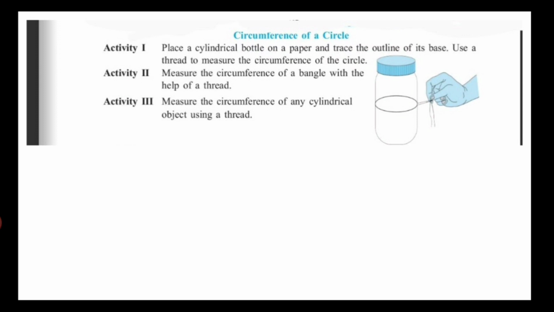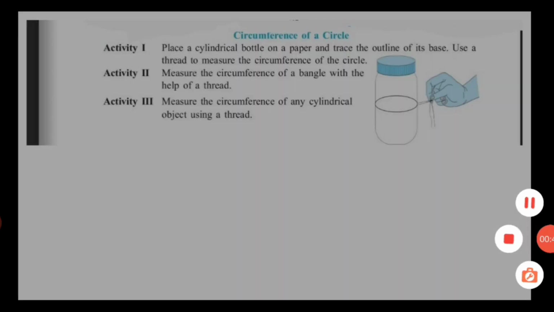The second activity is to measure the circumference of a bangle with the help of thread. And the third activity is to measure the circumference of any cylindrical object using thread. So let us try to do it with the help of available things in our house. Whichever things are available to us, let us find out the circumference of the circle.